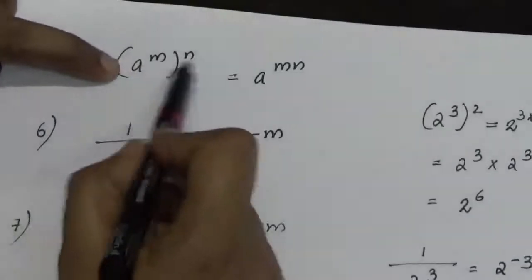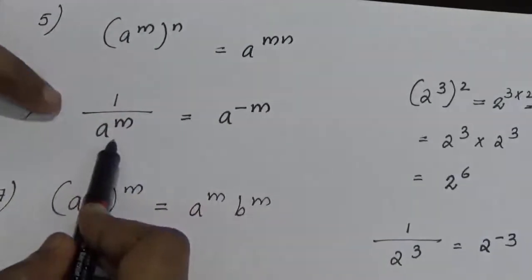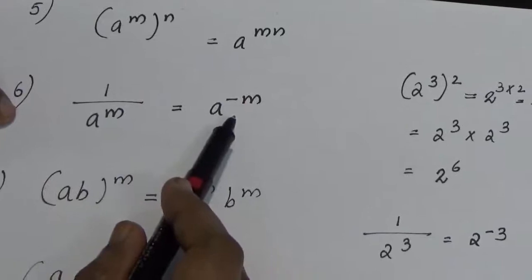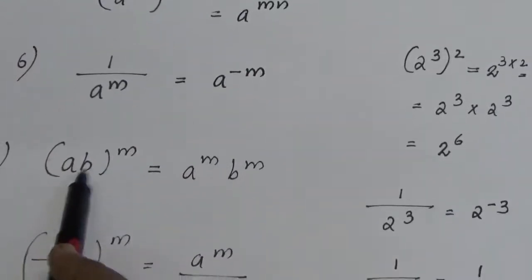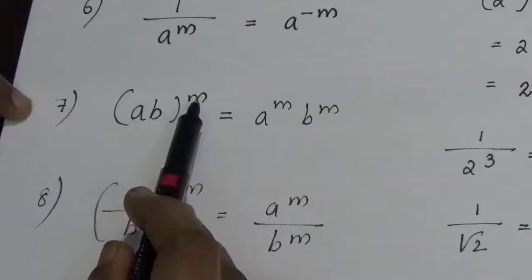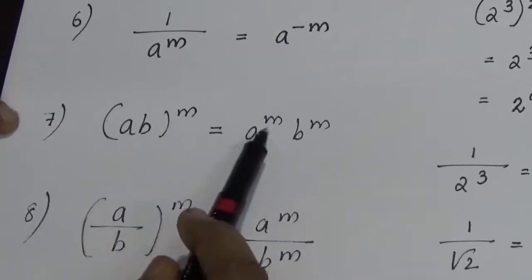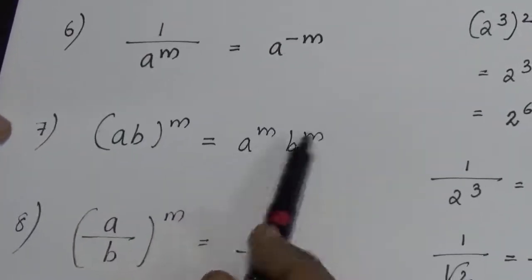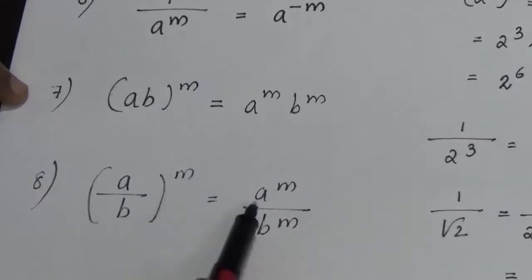Okay, now 1 by a raised to m is equal to a raised to minus m, and ab raised to m is equal to, take the exponent terms separately. What do you get then? a raised to m into b raised to m. So a by b raised to m is equal to a raised to m by b raised to m.